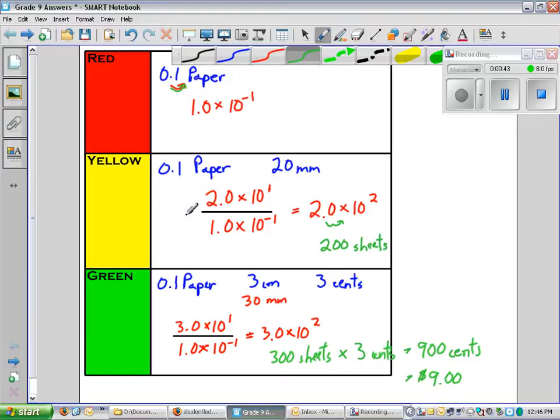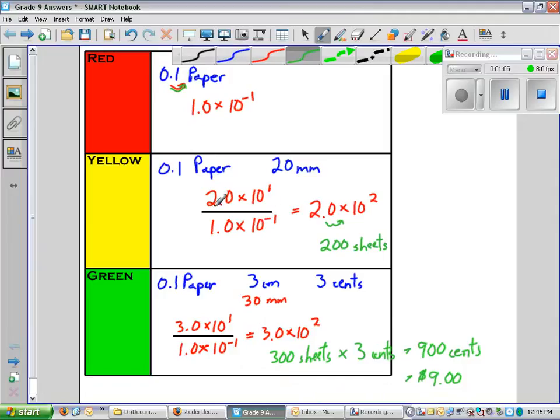Answer for section yellow. If they chose the yellow question, they actually had to do an operations with scientific notation. So in this case, they had to take two numbers. They had to take the 20 millimeters for the thickness of the stack, turn that into scientific notation, which is 2.0 times 10 to the first. And they had to divide it then by the thickness of one sheet of paper in order to determine how many sheets of paper there would be.